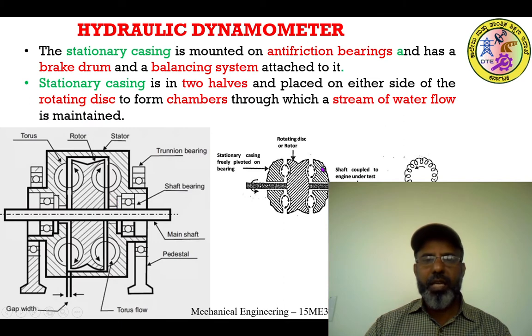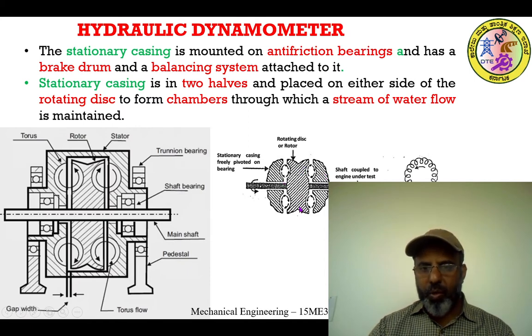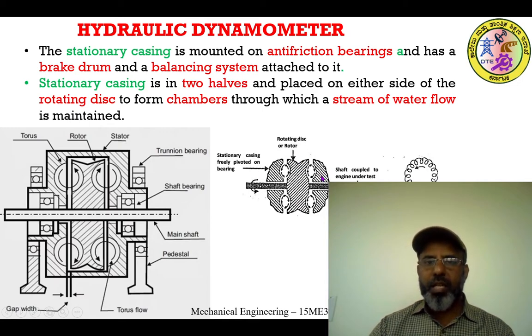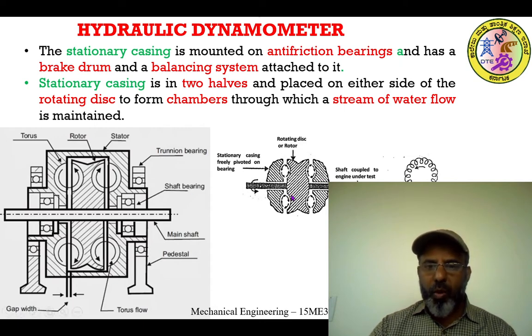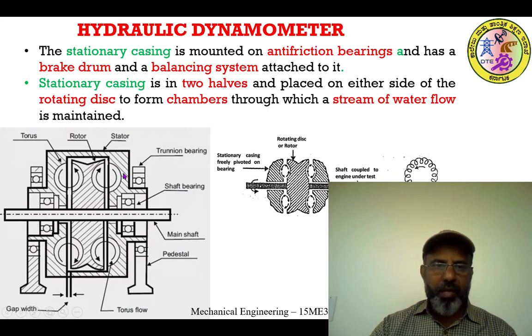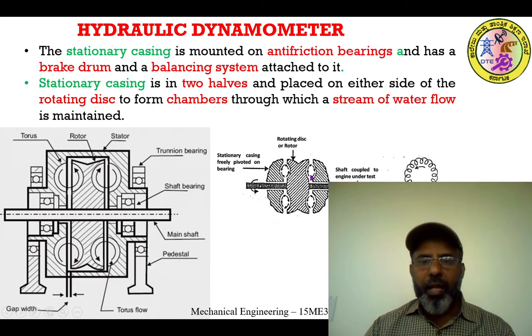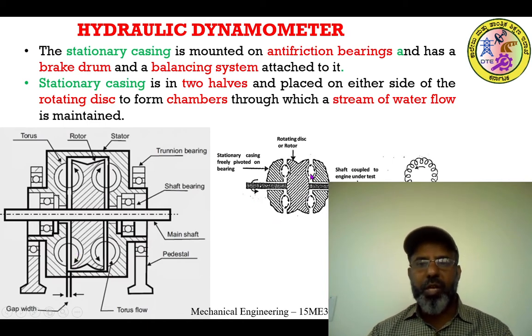And the stationary casing is in two halves. The stator is made up of two halves and placed on either side of the rotating disc. This is the rotor, or the rotating disc. On either side of this, the stationary casing, or the stator, is placed in two halves so that it forms a chamber. You can see here, these are the chamber pockets. These chambers are nothing but water pockets, through which a stream of water flow is maintained.